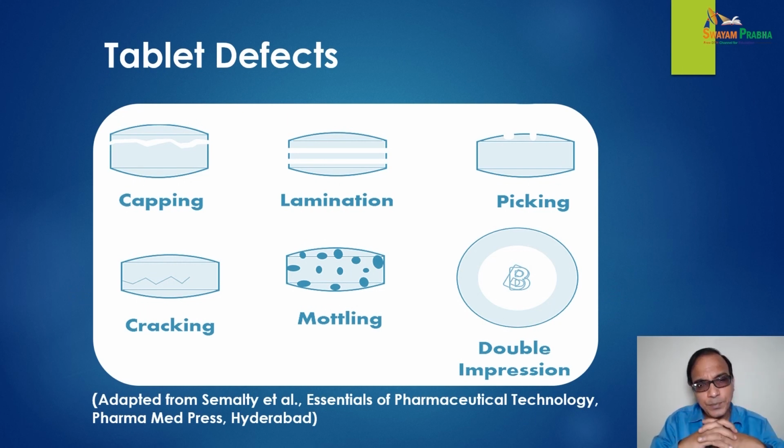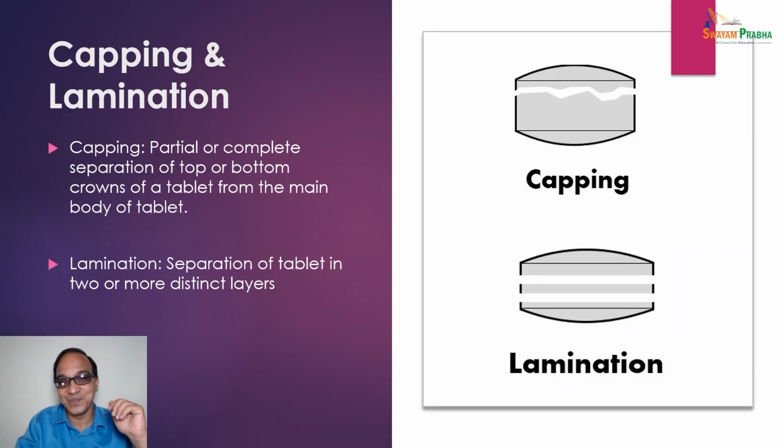Now it's time to discuss the defects, the problems in the tablets. These are the simplest representation of the various types of defects like gapping, lamination, picking, cracking, mottling, double impression. So we'll be discussing many of these in the further discussion. Let us pick them one by one and discuss their remedies also.